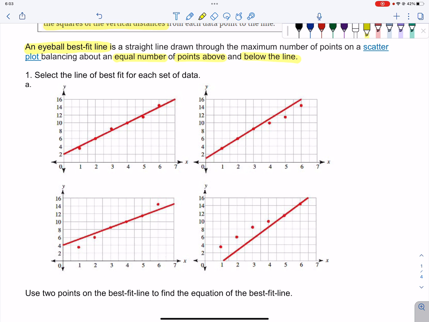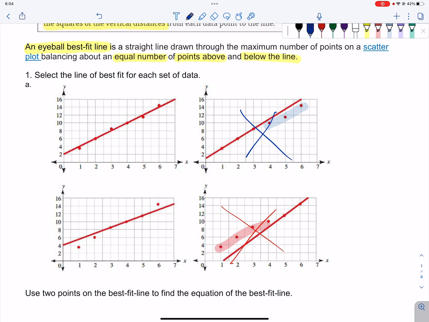So first off, to cross them off, if we look at the one in the bottom right, we can see that there's a lot of points above the line and not really any below. So I'm going to cross that off as an option. That's not our best fit. The next one that I'm going to look at is the top right. And we can see that there's 3 points that are below the line. All the rest are on the line. So that doesn't really balance it either. So I'm going to cross that option off as well.